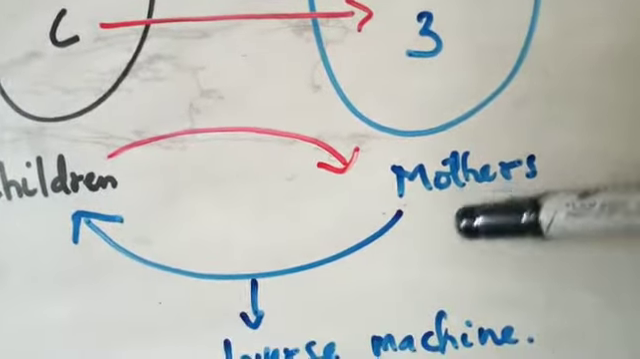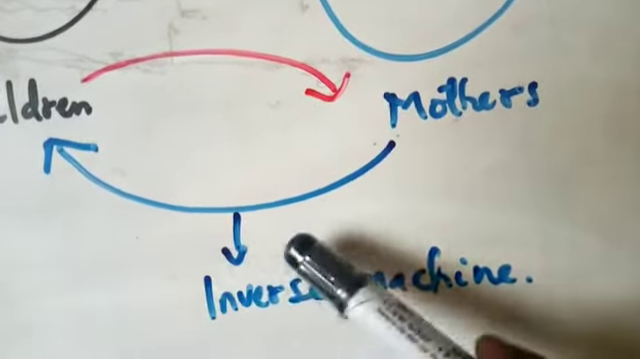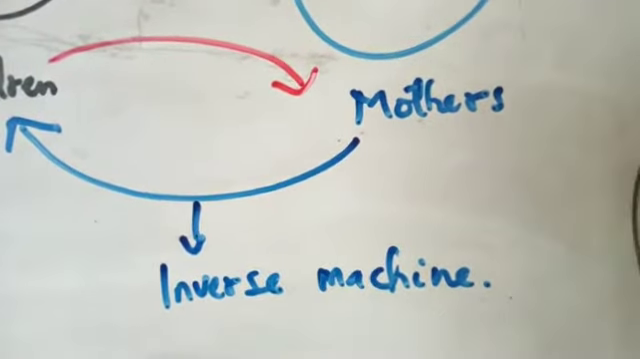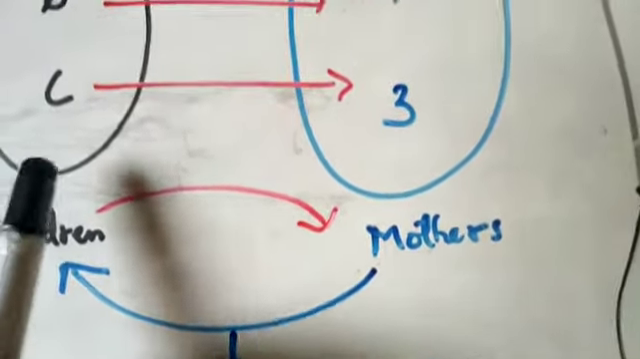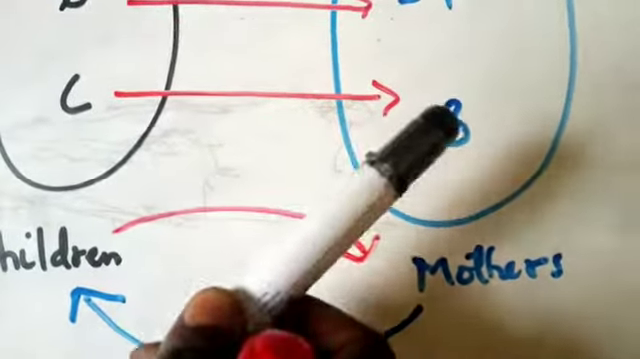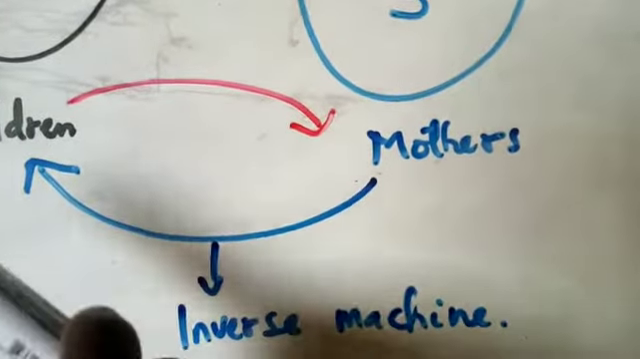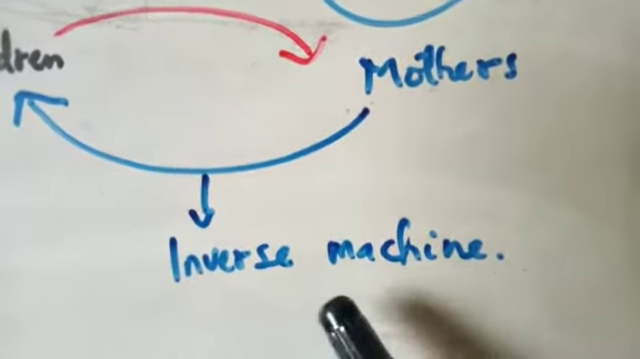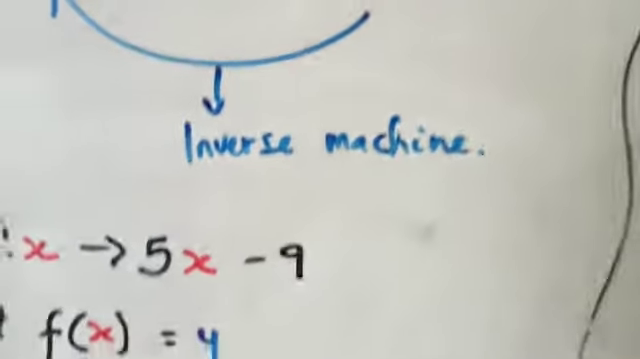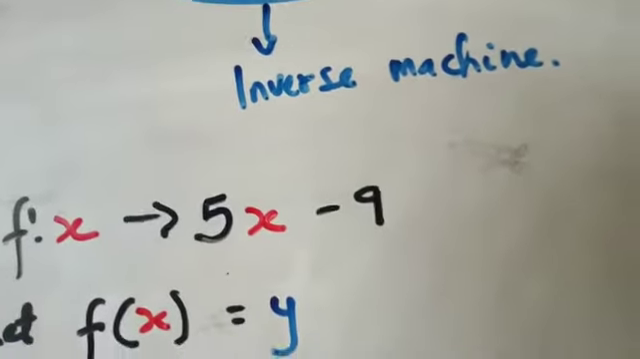So when you are starting from the mothers, it means that we are going the other way around, the vice versa. So that is why we came up with the inverse machine. That's the inverse function. So when you use the children as the input, then that is the straightforward one. When you use the mothers as the input, then we are going the other way around. So that is the inverse of a function or machine. So how do you determine that? Let's use this example to see how to calculate the inverse of a function.